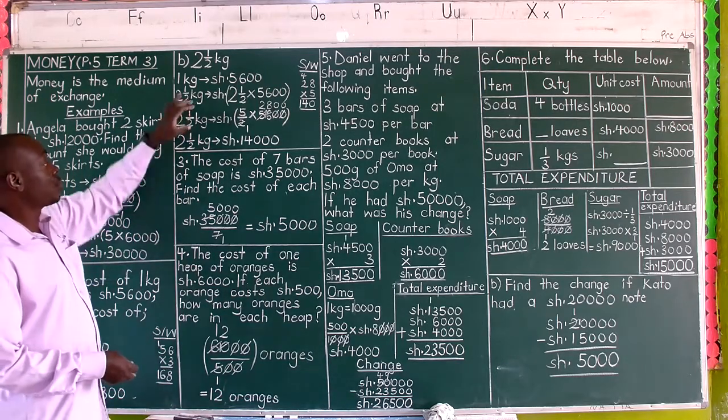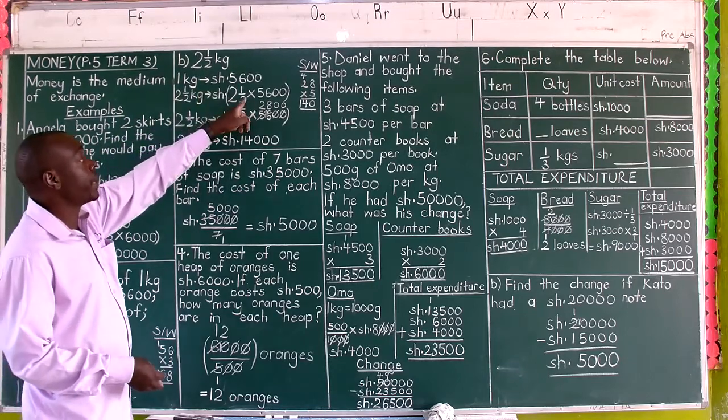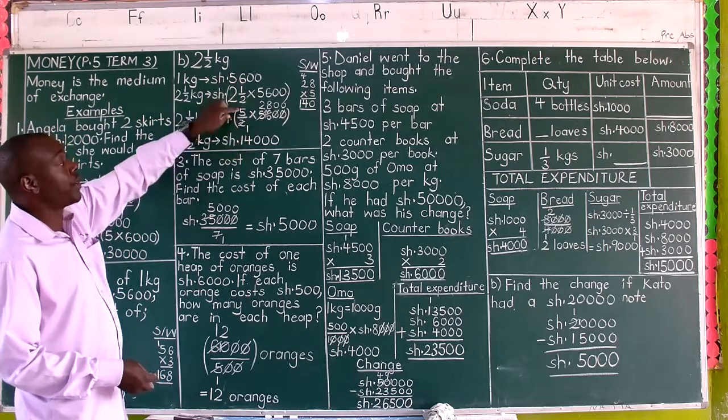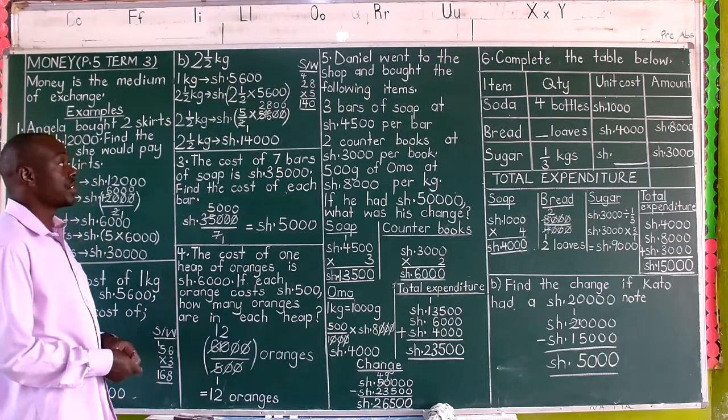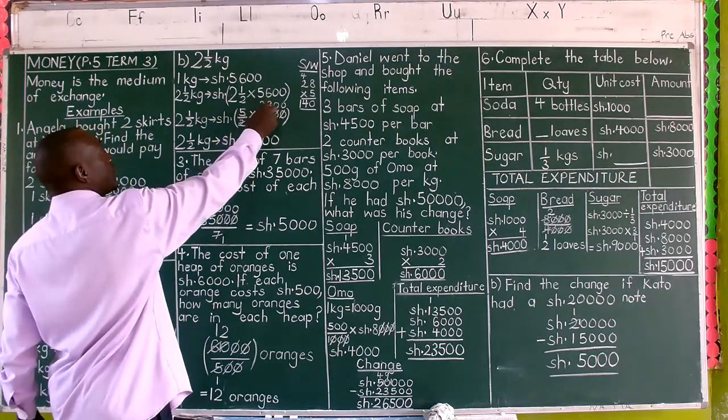Then you convert the 2.5 to an improper fraction. You multiply 2 by 2 plus 1. 2 times 2 is 4 plus 1. You get 5 out of 2 times 5,600. Answer in shillings. You divide by 2 once. 5 by 2 you get 2, remainder 1.